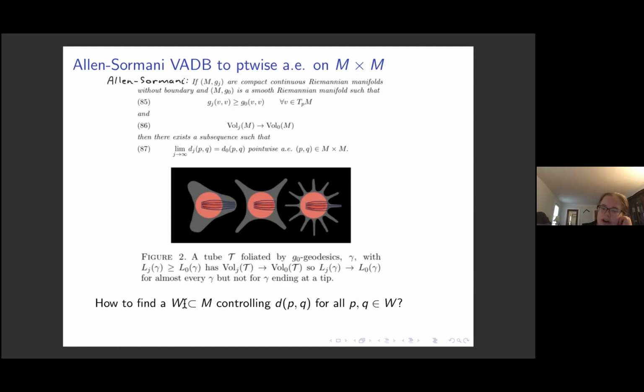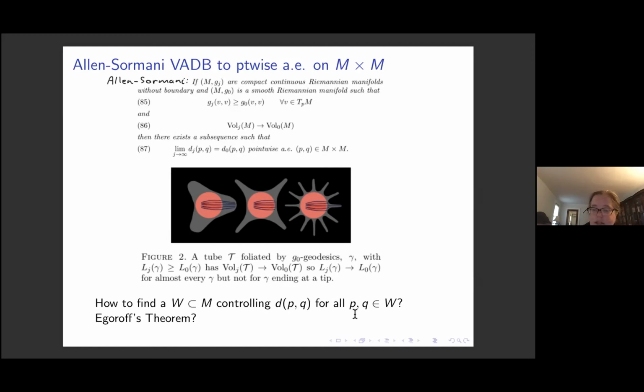Okay, but now we want to find the W in M so we can construct our space Z. And we need to control DPQ for all P's and Q's in W. And so far we have almost every pair PQ in M cross M. That is not close to having a W where all the PQs in W have distance controlled.